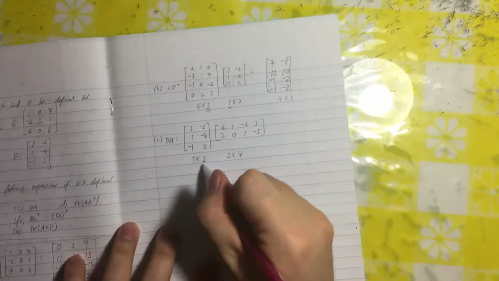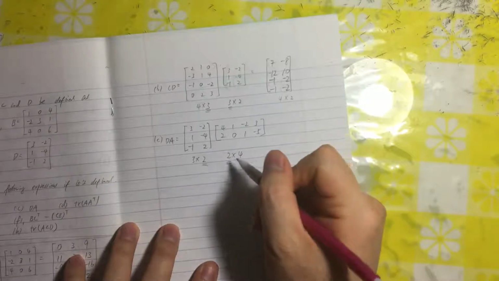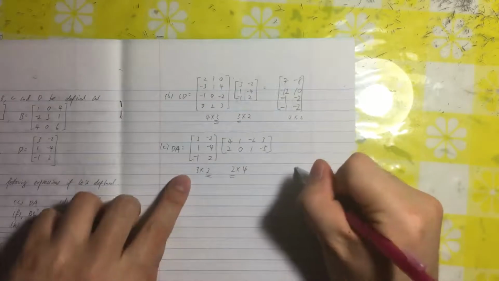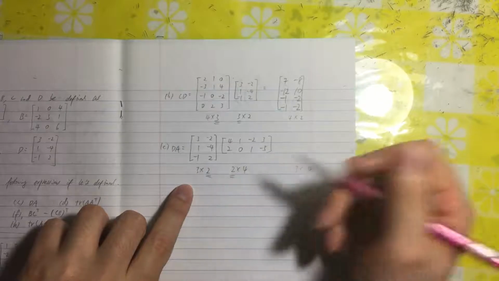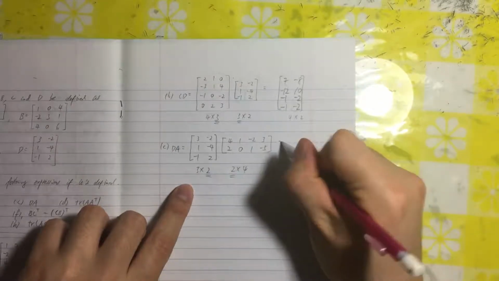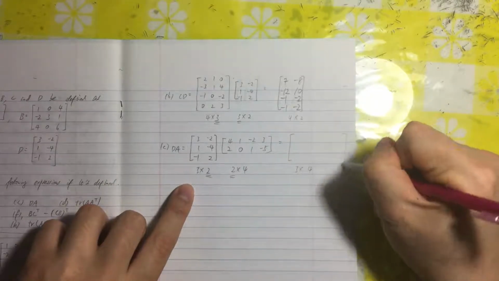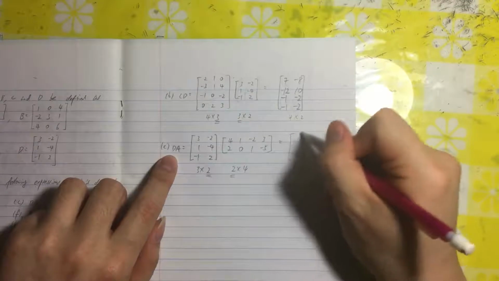If the number of columns in the first matrix is the same as the number of rows in the second matrix, then we are allowed to multiply matrices. The answer will be a 3 by 4 matrix. First number represents the number of rows. Second number represents the number of columns. So it will be 3 rows and 4 columns. Let's multiply.